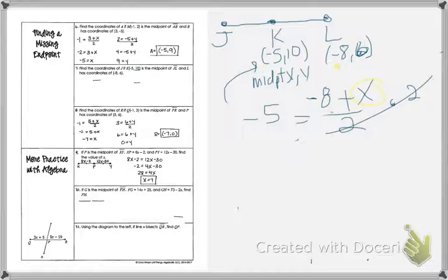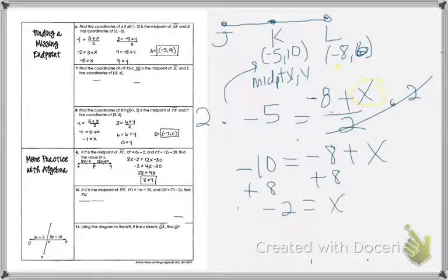Multiply both sides times 2. You're going to find that that's always going to be your first step. This will be -10 is equal to -8 plus x. Move my 8 across, and you'll have -2 is equal to x. So the coordinate for J is equal to -2, comma. Now we've got to solve for the y part.